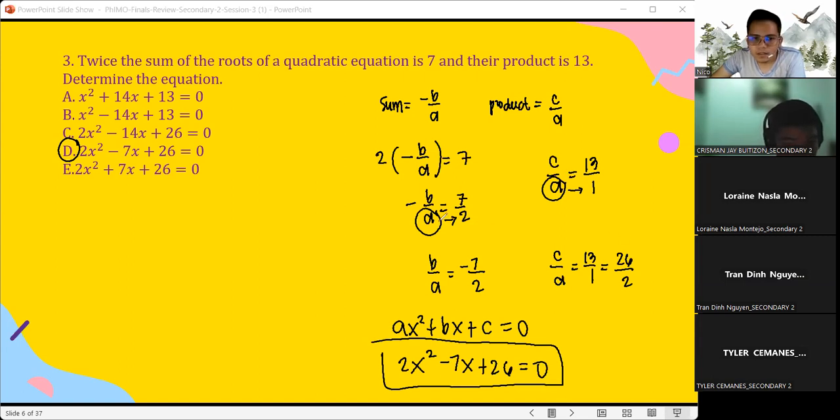Again, the corresponding value of a is 2, while the other one here is 1. So for them to be the same, you multiply everything by 2. So instead of 13 over 1, you do 26 over 2. Okay?